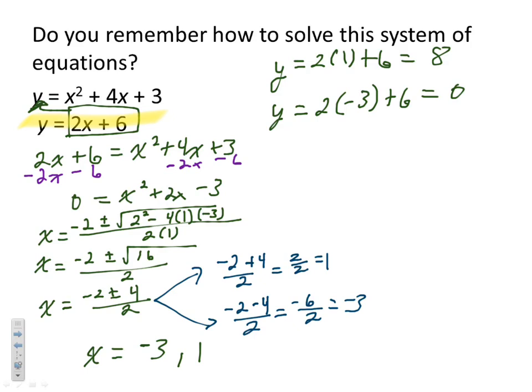So my solution then is 2 points of intersection, and those 2 points of intersection are (1, 8) and (-3, 0). And we write it in set brackets because it's a solution set. All right? That's how we solve by substitution.